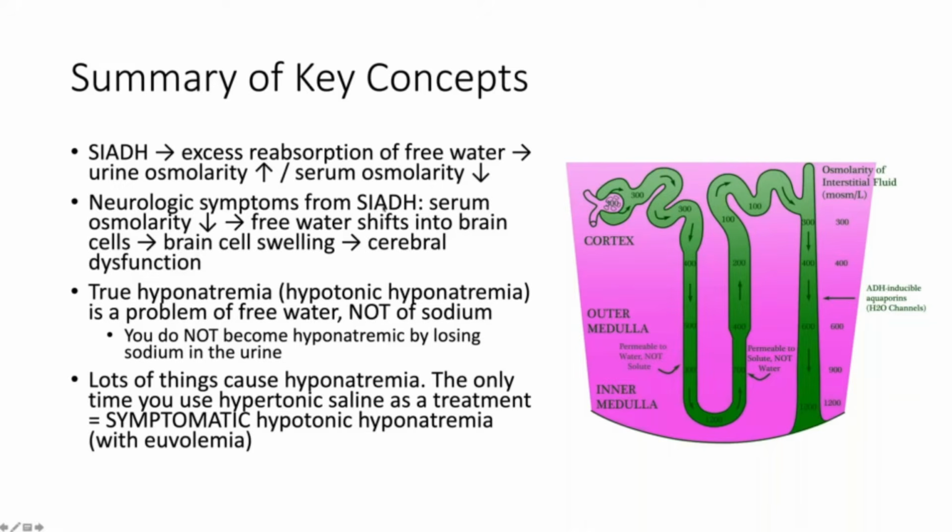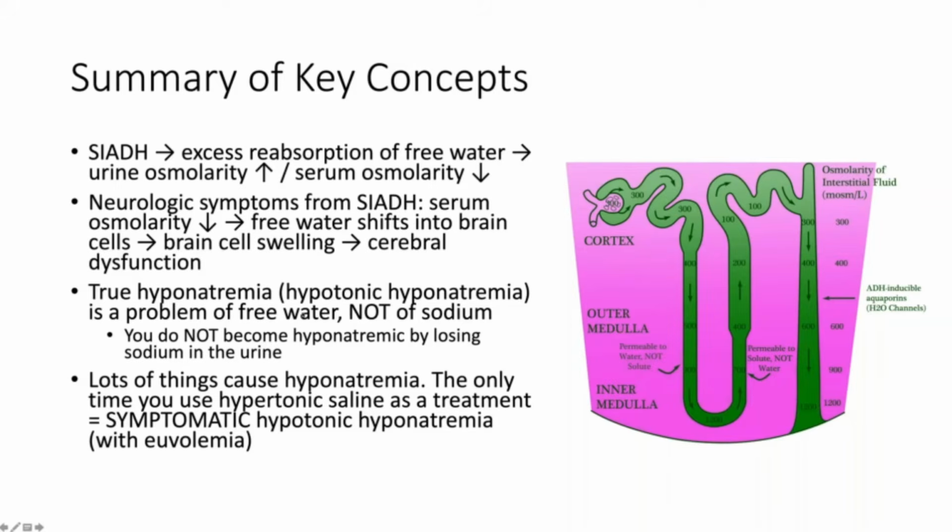The neurologic symptoms from SIADH are basically because the serum osmolarity is so low and causes free water to shift into brain cells, and that's what's causing the dysfunction. So he was confused, right? That was why his wife had to bring him in. He couldn't bring himself in because he was confused, and the confusion was because his cells were swelling because there was a bunch of free water entering in.